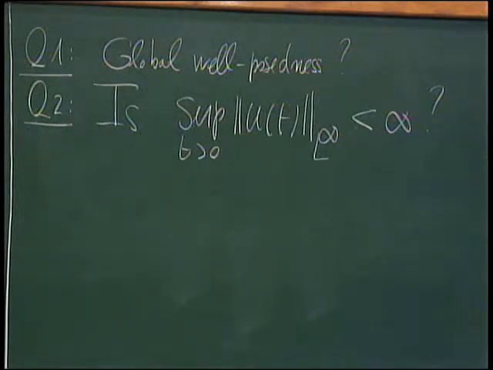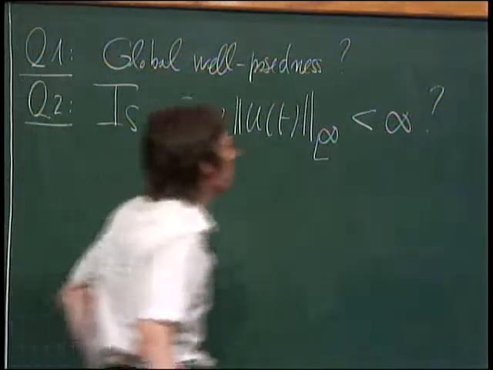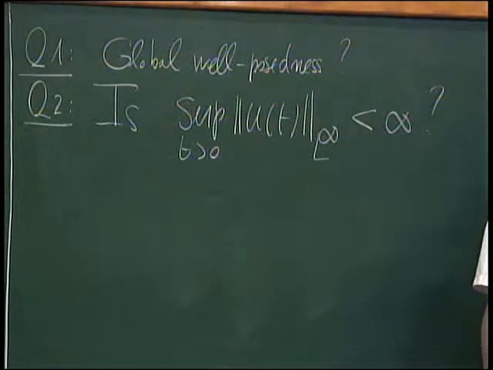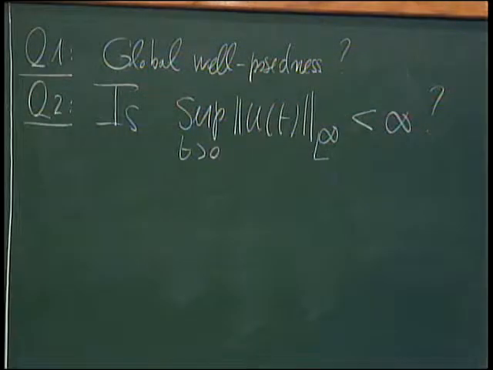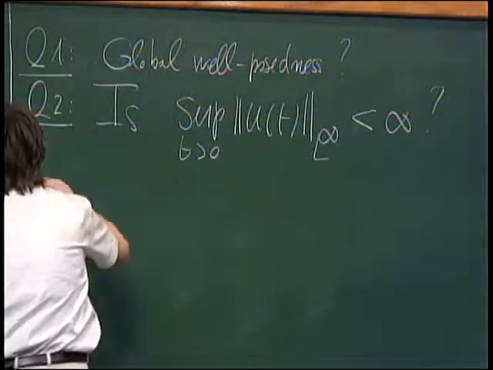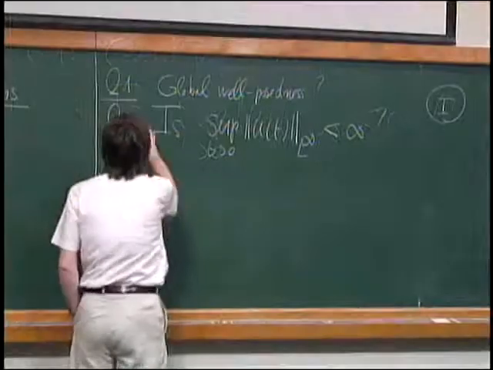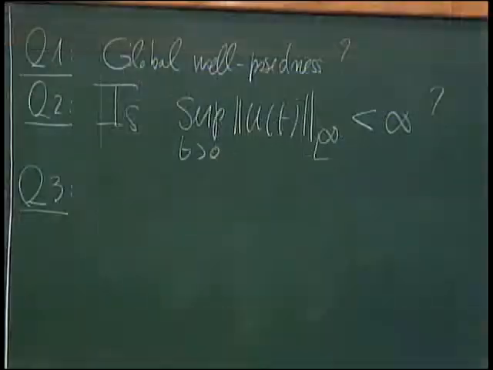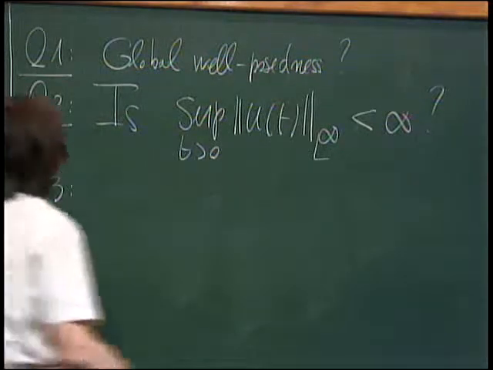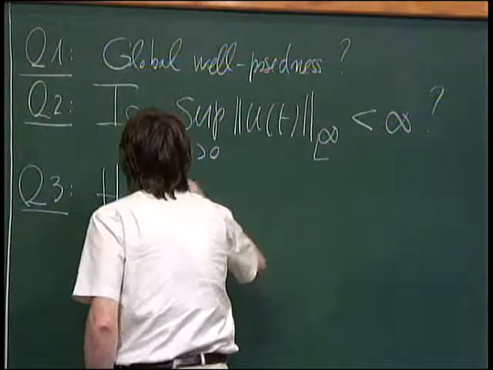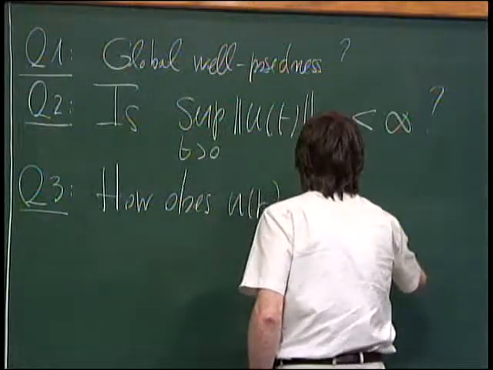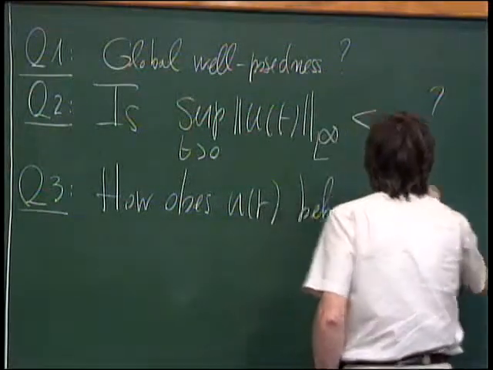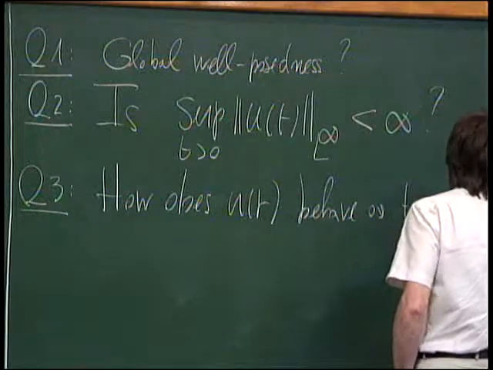This question, as far as I know, is open, and in the first part of my talk, I will give the state of the art concerning this question. And the third question, assuming that you have a positive answer to question 2, which is still not known, is how does u(t) behave as t goes to plus infinity?